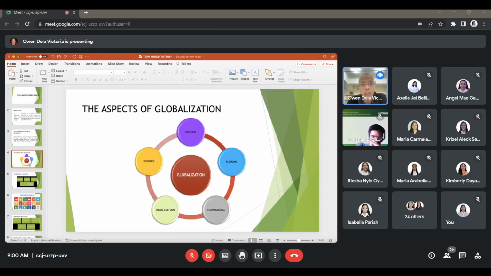So as we have said, TCW is about globalization. But we will go over the following aspects. We will look at globalization in the following aspects: economic, political, religious, technological, and sociological-cultural aspects. This slide will return when we discuss the first topic.